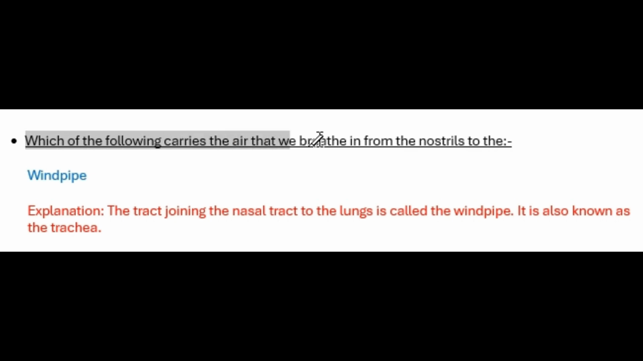Which of the following carries the air that we breathe in from the nostrils to the windpipe? Explanation: the tract joining the nasal tract to the lungs is called the windpipe. It is also known as the trachea.